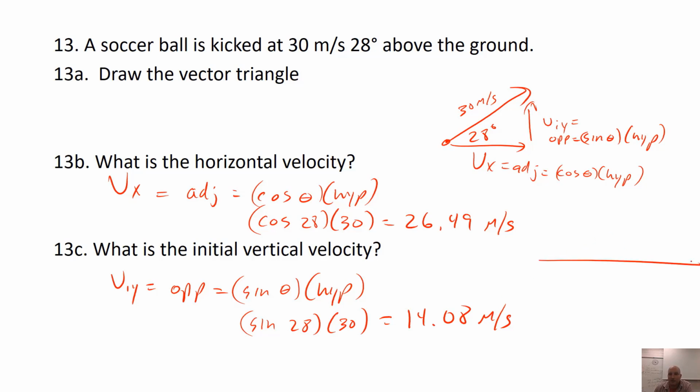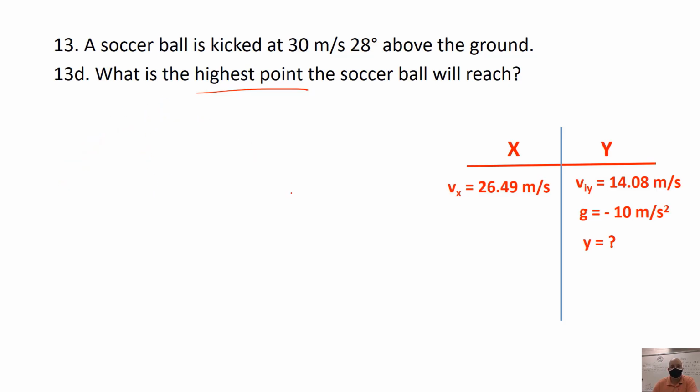So this is going to help me populate a givens list for our next problem, x and y. Soccer ball, if it went up, it stops, then comes back down. Well, the VFY is going to be 0 at that highest point.